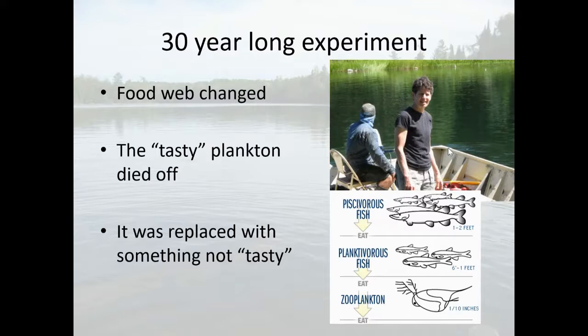What they found out was it was the food web itself had changed. The tasty plankton had died off, and that was the base of the food chain, and they were replaced with something that no one wanted to eat. And that was why the fish passed away.